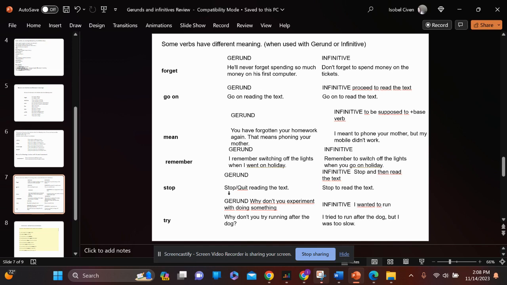And when we say stop reading the text, that means quit reading the text. But if you say stop to read the text, that means first stop and then read the text.